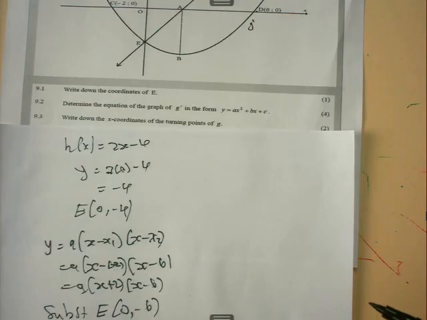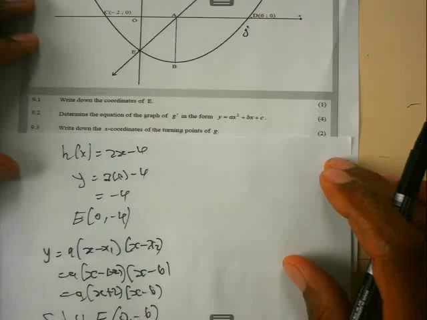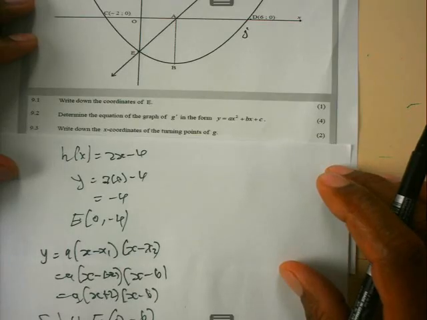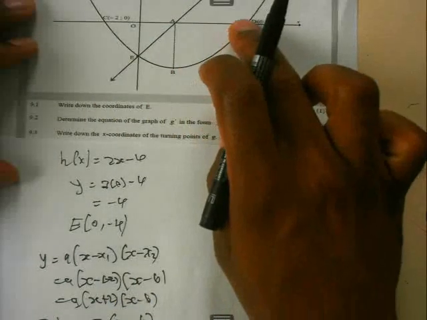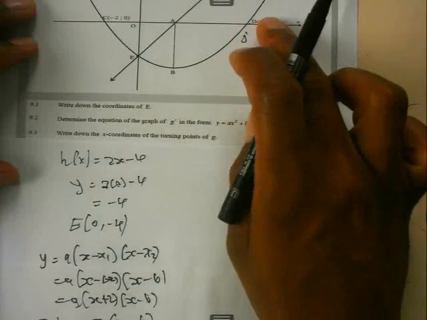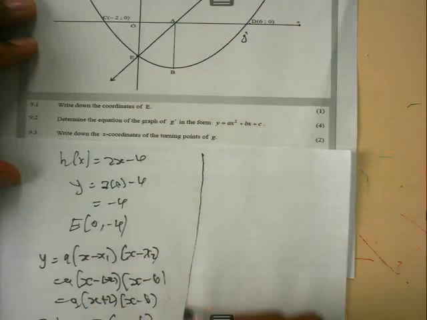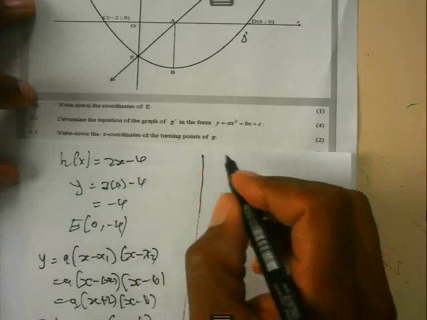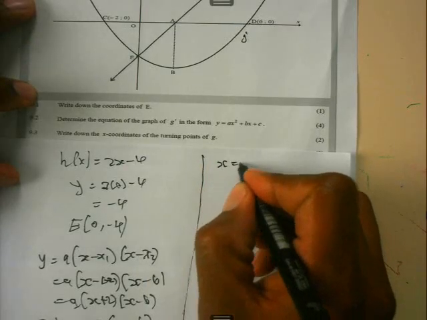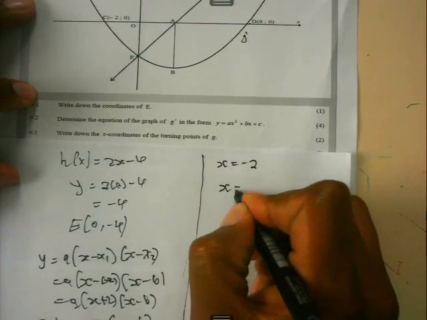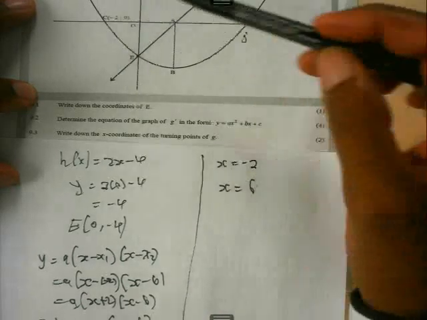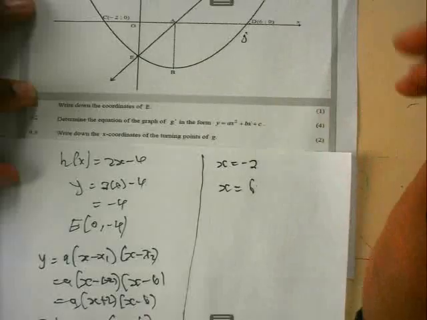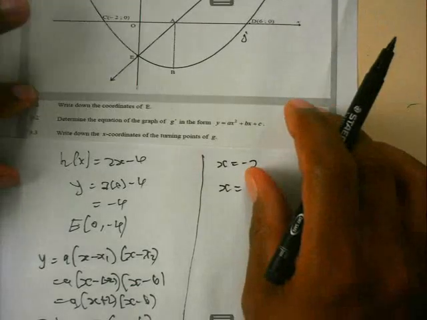Boys and girls, I will be happy to get this type of questions because I know that the x-coordinate of the turning point of g will be the x-intercept of the graph of g prime. Then it means the answer for this one will be the x-coordinates of the turning points, that is x is equal to -2 and also x is equal to 6. Then the x-coordinates of the turning points will be the x-intercept of the graph of the derivative g prime.